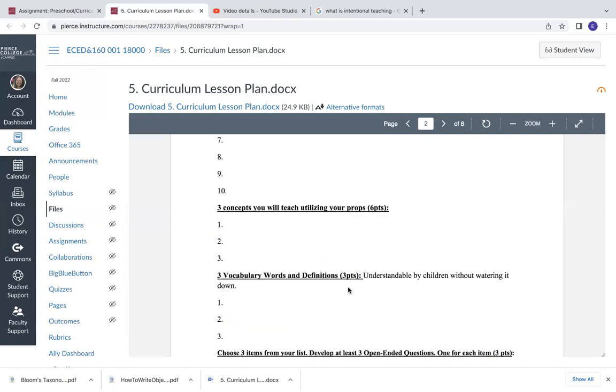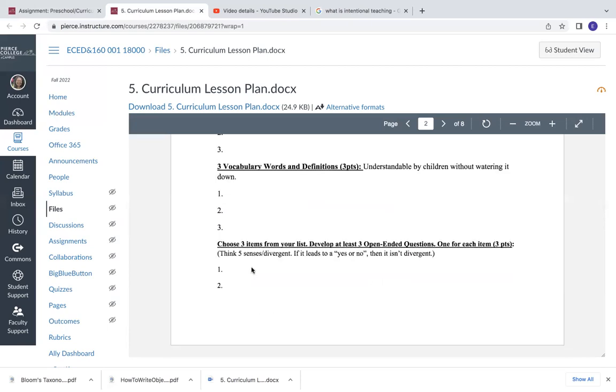Vocabulary words and definitions that are understandable by children without watering down. Is a pumpkin a fruit or a vegetable? What your concept might be is that a pumpkin is a fruit. Why is a pumpkin a fruit? And then you're going to maybe define what a fruit is.